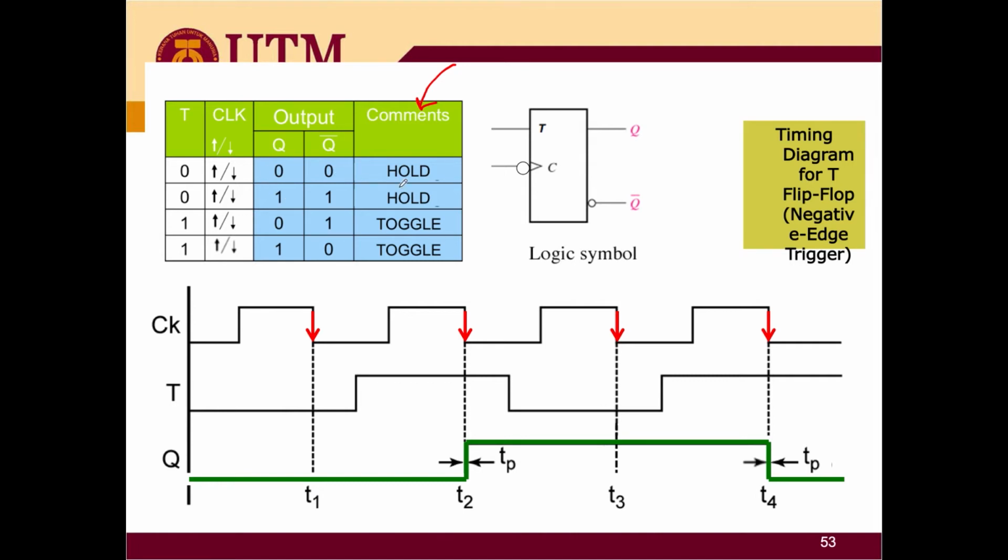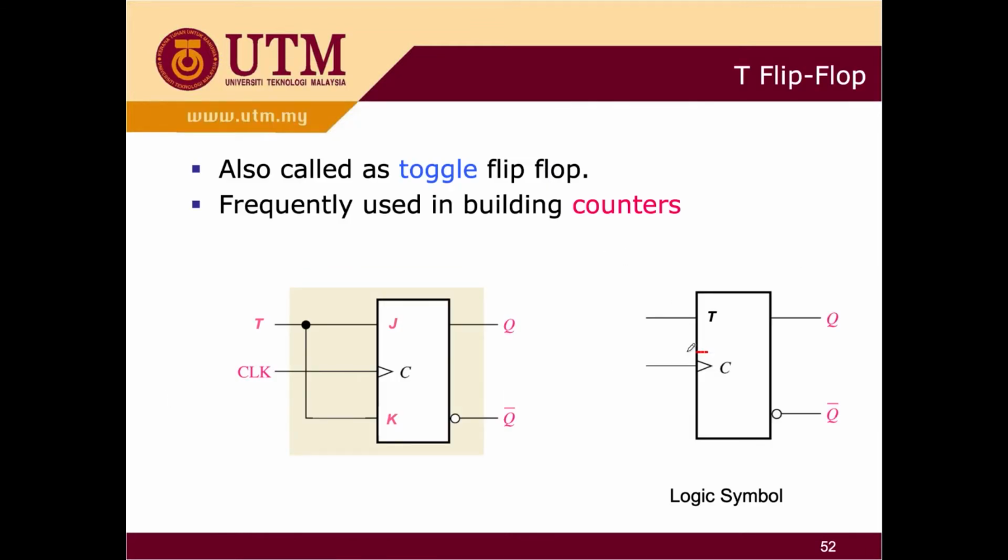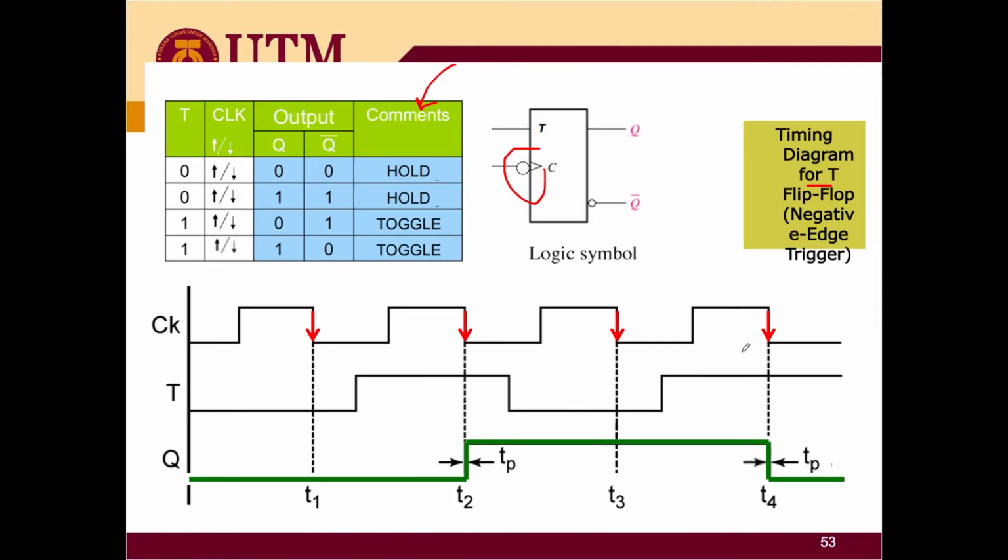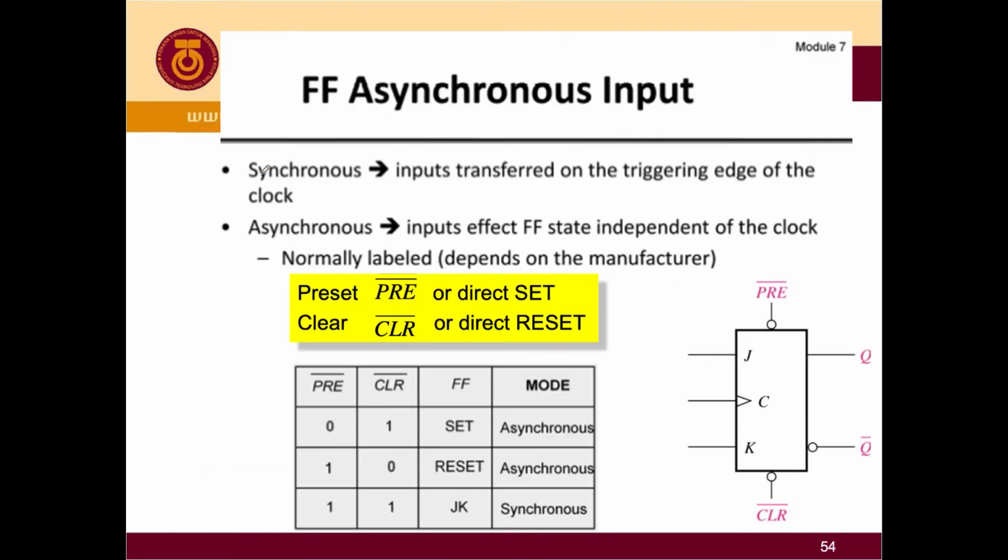And over here you can see the timing diagram for T. This one is negative and this one is positive. So you can see over here, this one is negative, so you will look at high to low only. Then you draw and represent from your truth tables.